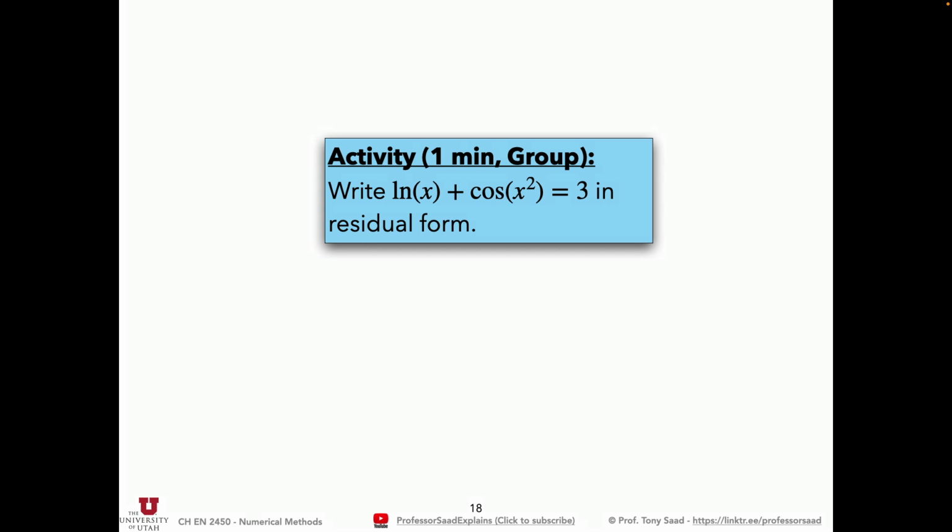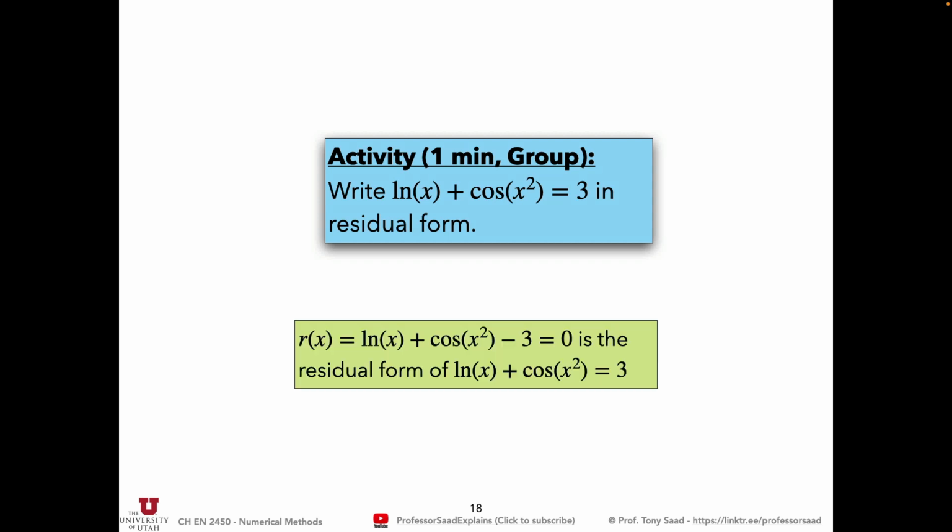All right, go ahead. The natural log of x plus cosine of x squared minus 3 equals 0. Yes, exactly. Now, you should call all of that your new function. That's r of x. And you always call that r of x, r for residual. That's how we are going to communicate about this. When I tell you residual form, I'm meaning taking everything, putting it on the left-hand side. That's your residual form.